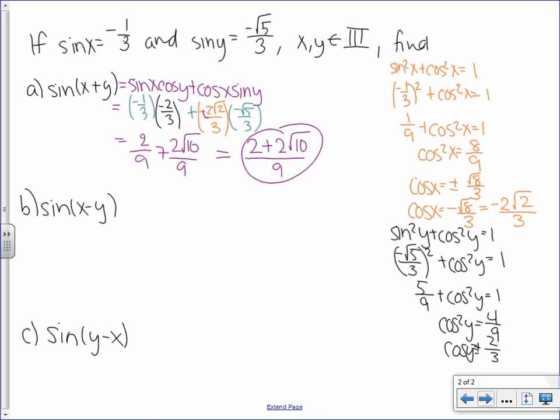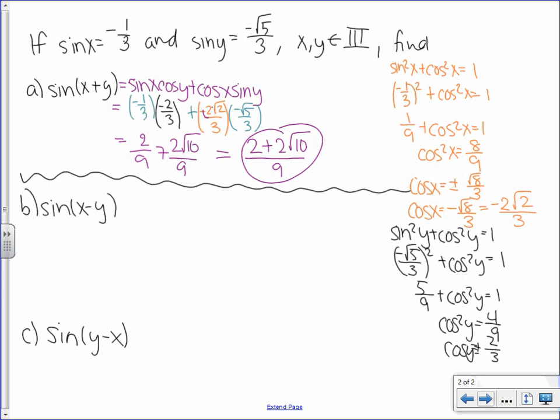Okay, so I just used the new formula that I have. I plugged in what I knew. I had to use some Pythagorean identities to find out the other stuff, and then I simplified. I'm going to kind of draw a squiggle so it separates my work.